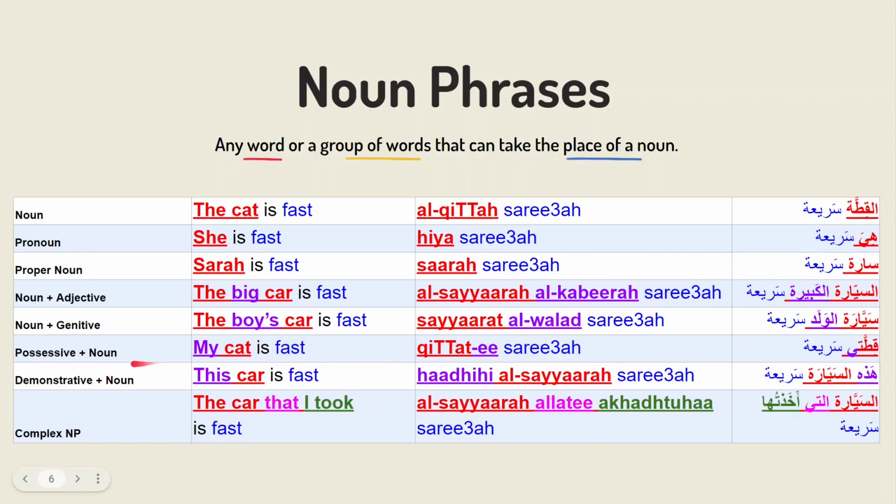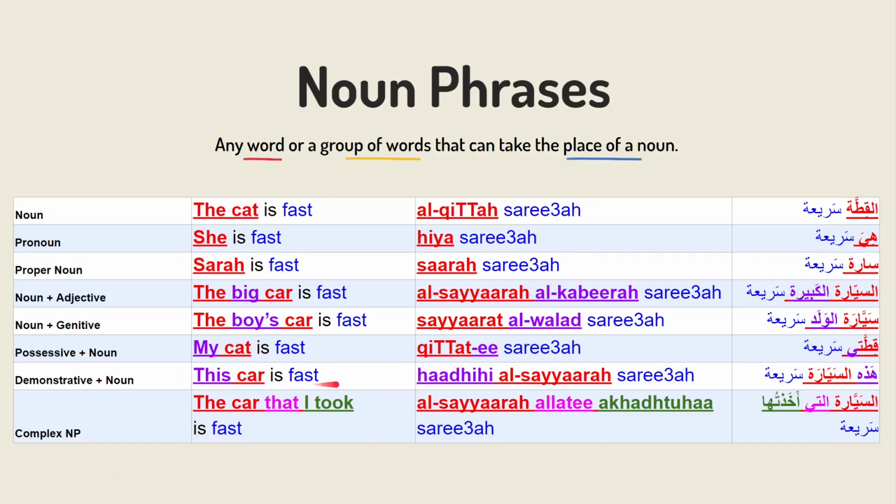And then when we use possessive, my cat is fast. So قطتي سريعة. So my cat here is قطتي. But here when we have the possessive plus the noun, if the noun ends with تاء مربوطة, قطة, the تاء مربوطة becomes an actual تاء at the end of the word before the possessive pronoun. قطتي سريعة. And then we have demonstrative.